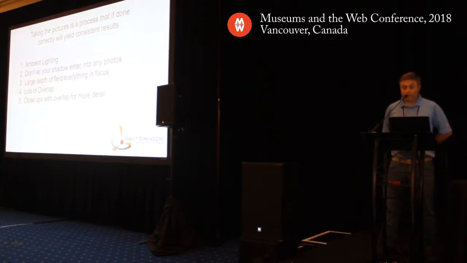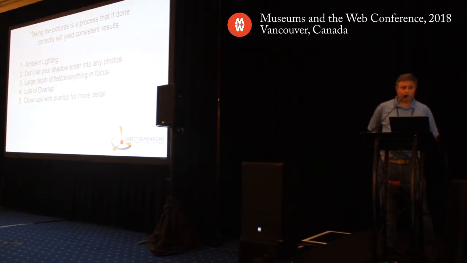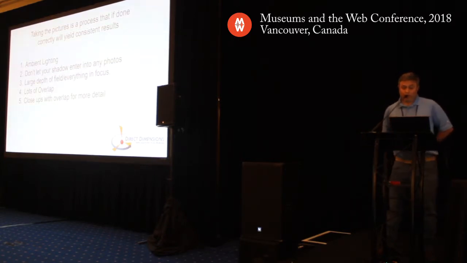The way the photogrammetry works is it matches pixel pairs in different photos to render a finished 3D model. And if you have shadows that are introduced in some images that aren't in others, well, that messes that up. You want to have a large depth of field with everything in focus. You want to have lots of overlap in your images. And if you have a lot of detail, you can go in and take more detailed images up close.